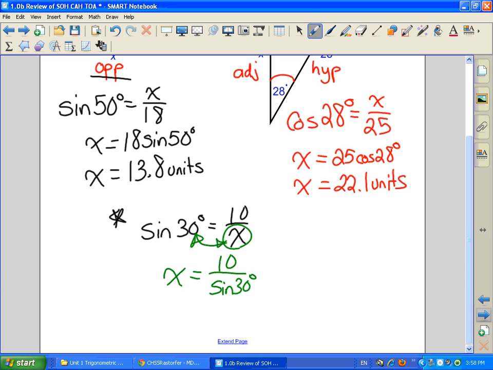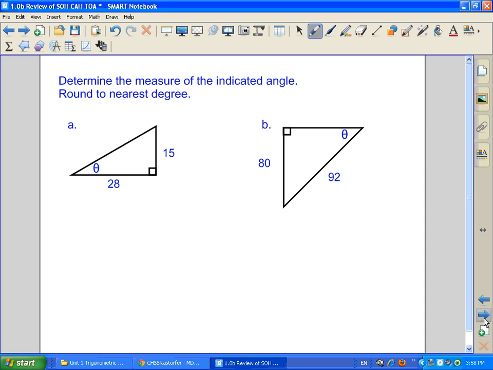Okay? And then if you plug that in your calculator, just for example, I'm just going to do that with me. So it's going to be 10 divided by sine 30. That equals 20. So it'd be 20.0 units. All right, so again, if you're finding the value that's on the denominator, do a switch. Replace it with the left side. Okay, and you'll end up dividing. All right, let's take a look at our next example, which is finding an angle.